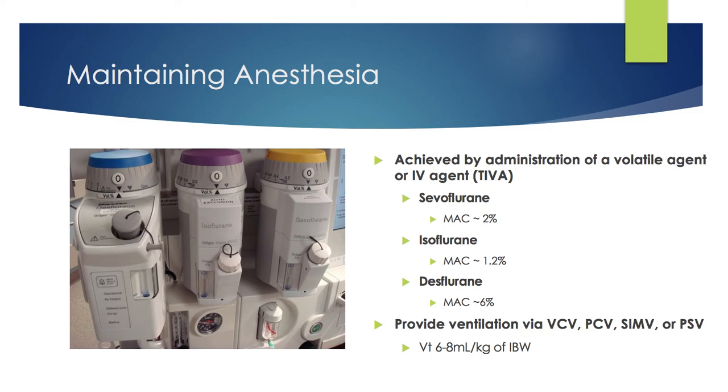Following endotracheal intubation, maintenance of anesthesia is essential. This is achieved through the administration of a volatile anesthetic agent. Next, to provide adequate minute ventilation, appropriate ventilator settings must be chosen. A variety of ventilator modes are available depending on patient conditions, and tidal volumes are delivered at roughly 6 to 8 milliliters per kilogram of ideal body weight.